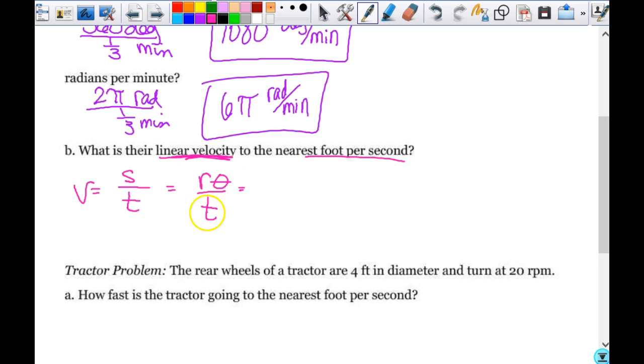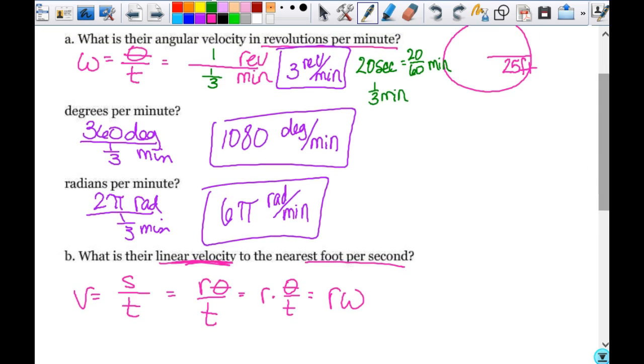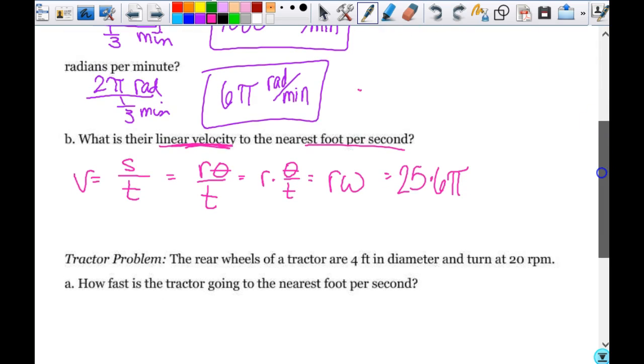And do you already have theta over t? Because what is theta over time? It's your angular velocity, right? And if I'm going to use that, which one of these 3 do I have to use? If I'm going to use theta, it has to be in radians. So I'm using this 6 pi. So my radius is 25 times 6 pi. You could go find arc length and do r theta. You're going to get the same thing. And then that's going to give me, and that was in feet, right?